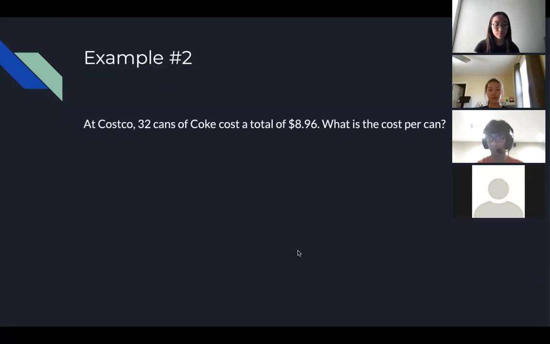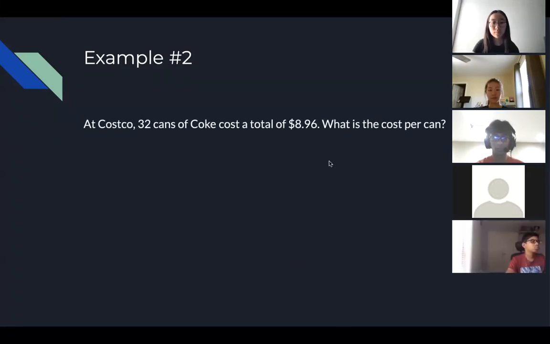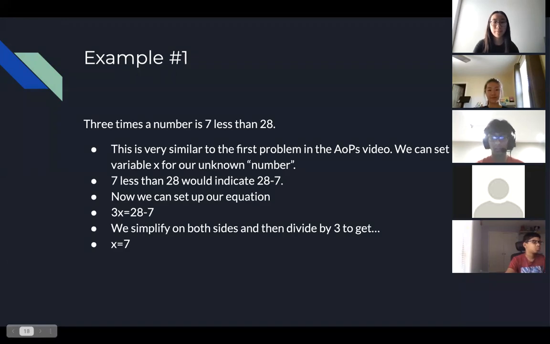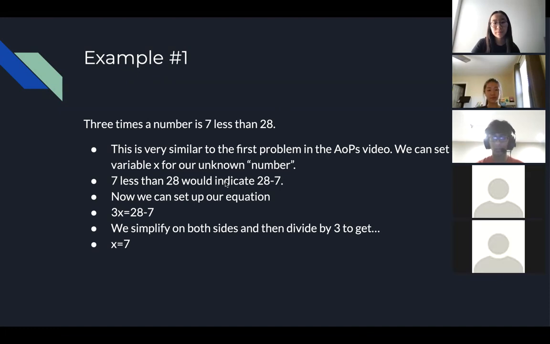Niyati, be careful. John, can you go back to example 1? When it says 7 less than 28, it doesn't mean 7 minus 28. It's going to mean 28 minus 7, because it's going to be 7 less than 28. All right, that's what that 7 less means. It's not going to be 7 minus 28.